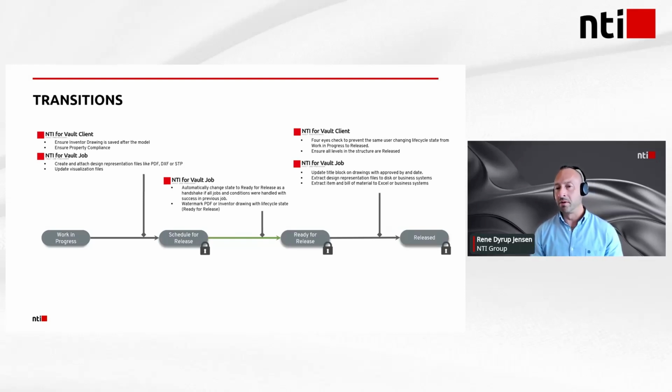And for NTI for Job, as part of the final release process, it could also be to update the title block on the drawings with information like who has approved and the date of approval. It could also be to extract the design representation files to a disk or to some kind of business system like ERP, as well as extract item and bill of material to Excel or again to ERP or PLM. So this is just one example of what could happen as part of a lifecycle state change.